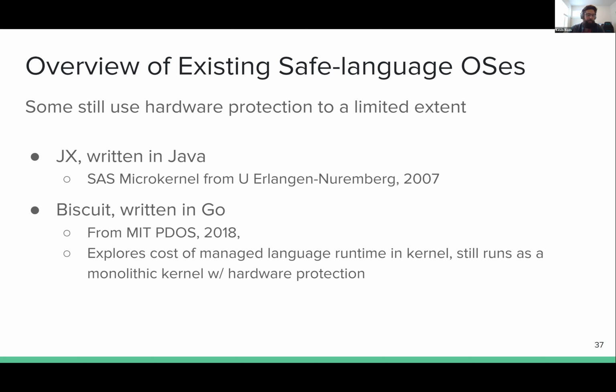And then there are some more recent works, like my own work on Theseus, and an earlier work on using Golang called Biscuit from MIT. They basically said, if we just use the standard monolithic OS structure, but we use a managed language like Go, what's the overhead of that, right? And they found it to be a small percentage, 4 or 5% on average.